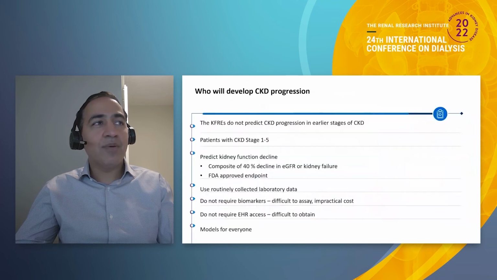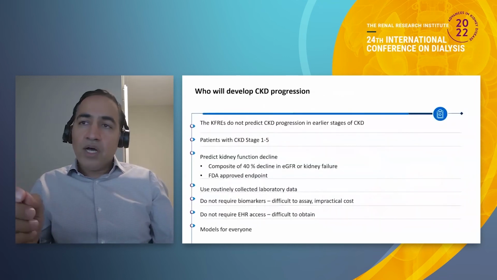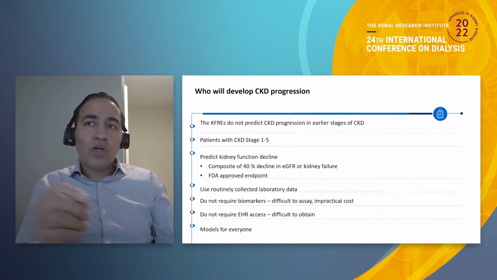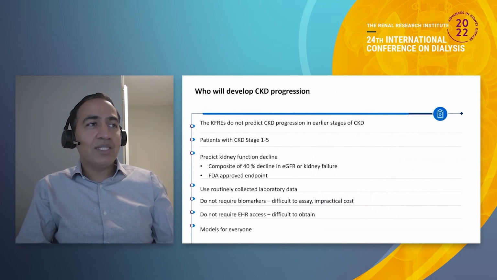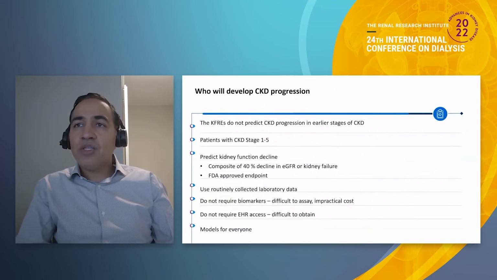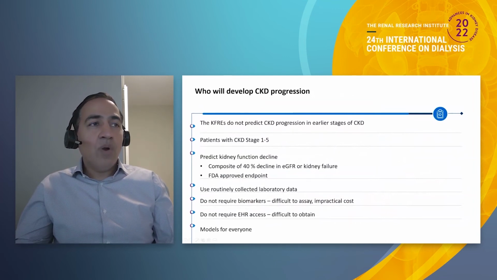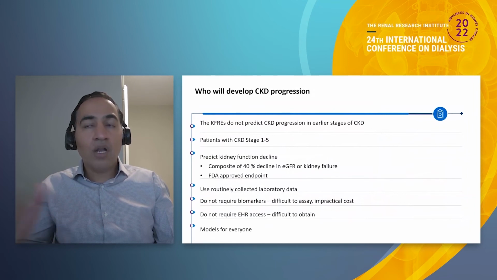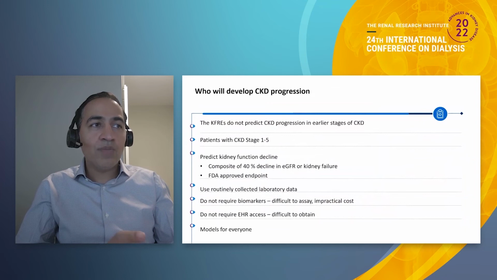So let me share with you in the last few minutes some data I've been working on and some things I've been really excited about. So I realized that the KFREs only work in patients with an eGFR less than 60. And as I mentioned at the very beginning of this talk, we need to catch patients earlier to really prevent dialysis. So I wanted to develop a tool for all stages of CKD and predict kidney function decline, which is a composite of 40% decline in GFR, or kidney failure.